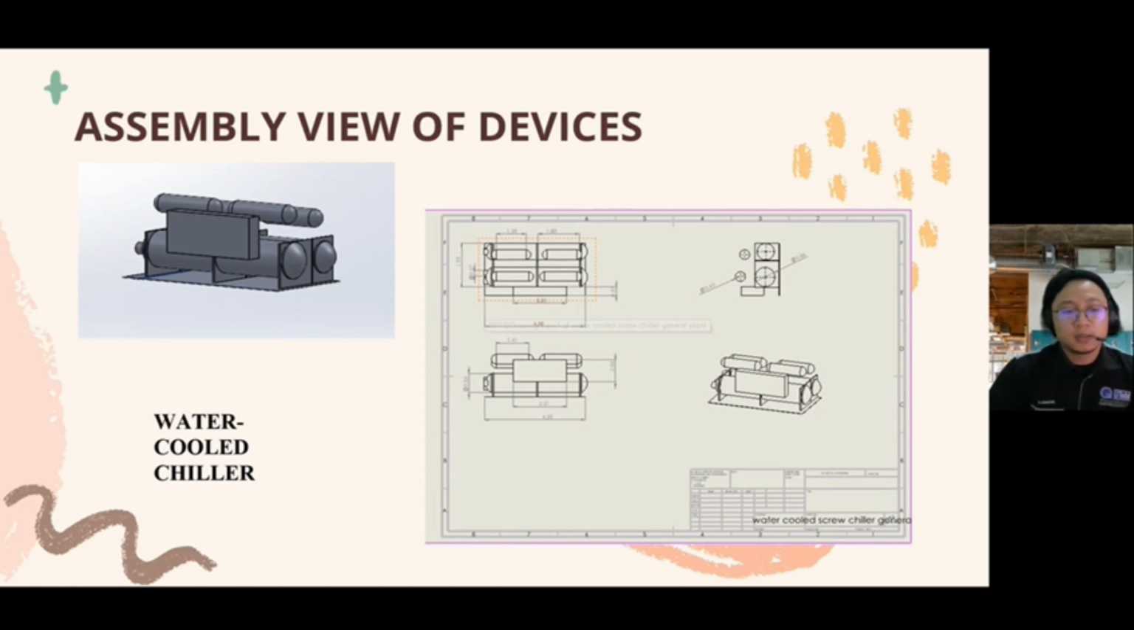So today I will explain about our drawing or assembly view of the devices. First of all is the water cooled chiller. As you can see at the top of the chiller, it has a compressor. The left side is the condenser and the right side is the evaporator.